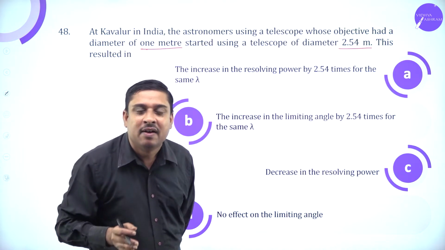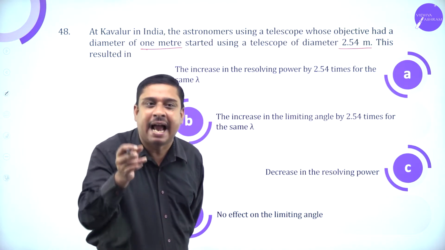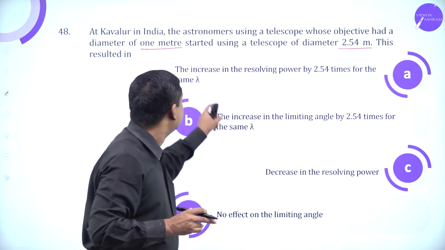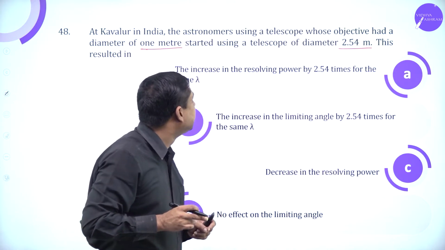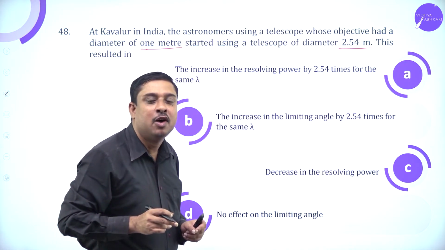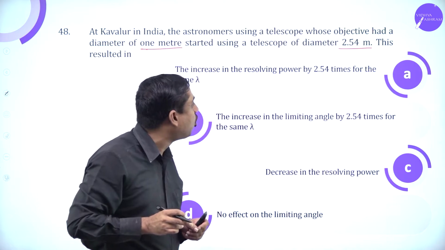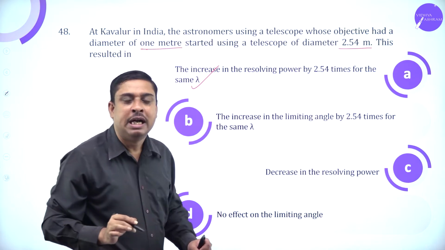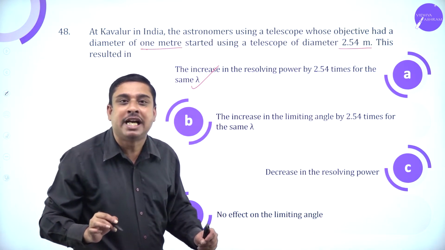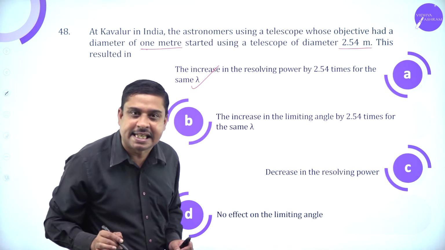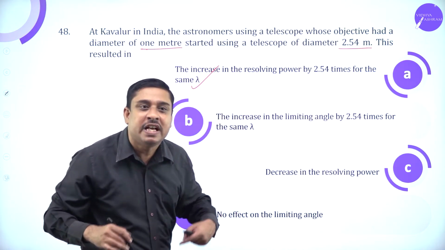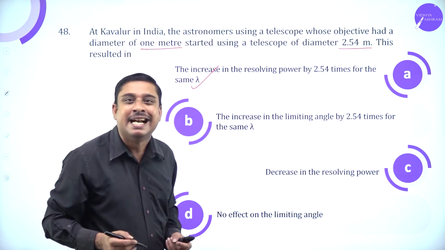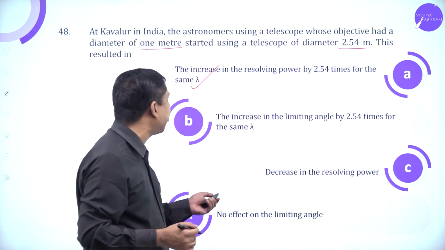Why? When they increase the diameter, resolving power also increased. So the increase in the resolving power is 2.54 times for the same wavelength. So as we increased the diameter of the objective, resolving power increased. That is why they could focus distant objects clearly.